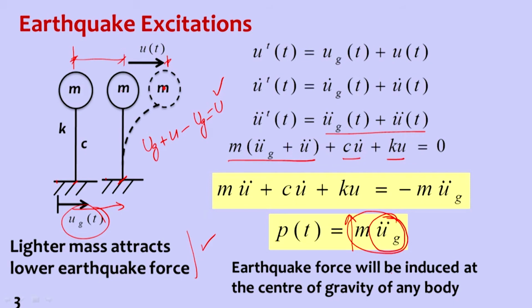So earthquake force will be induced at the center of gravity of any body. So the induced force is this, that is, inertia force is the induced force, or earthquake force is the induced force. Now let us discuss Fourier series. So how we make use of this Fourier series in Fourier transform, and then how we make use of Fourier transform for finding the solution in frequency domain.